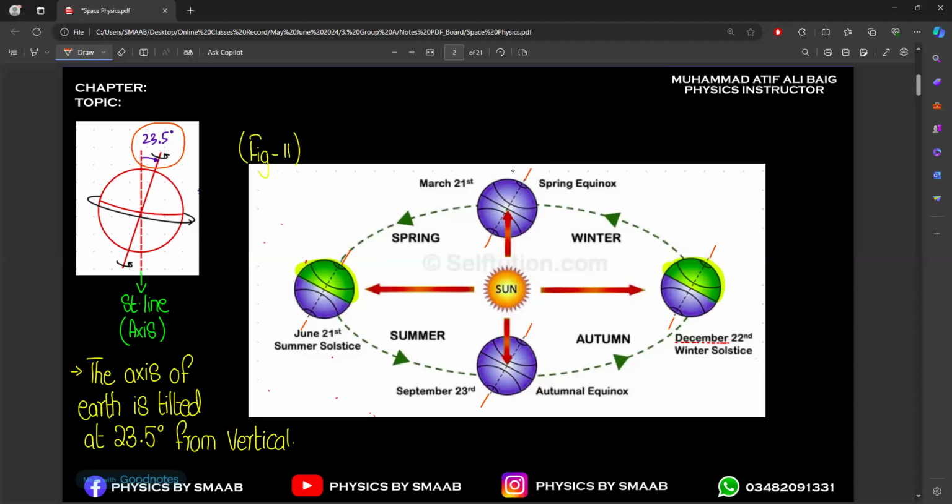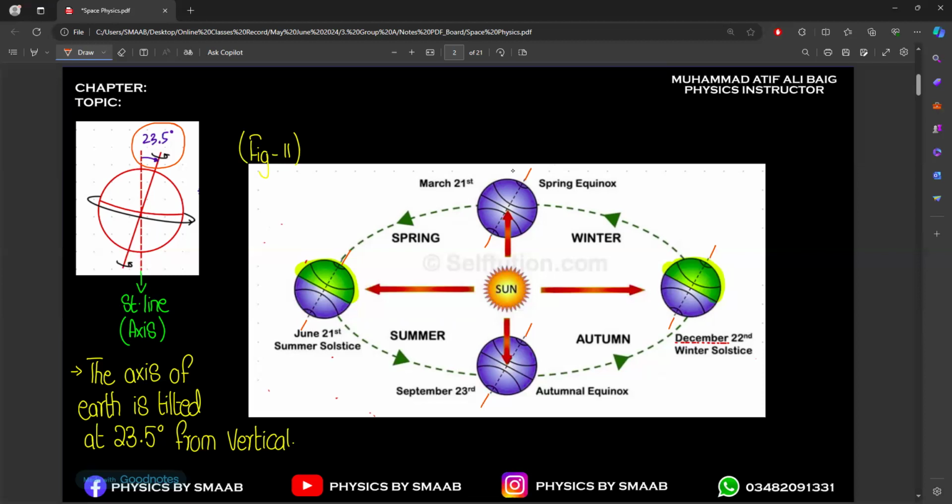And why is this 23.5? There is a logical reason given by science for why there is a 23.5-degree angle tilted from the vertical. Now let's suppose we consider different phases of the earth around the sun, because we consider elliptical shape. Now this figure number 2 shows you elliptical shape. This is not a circle, this is elliptical. So if we start from the top one, like March 21st.